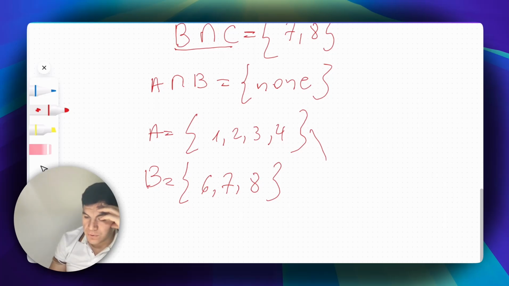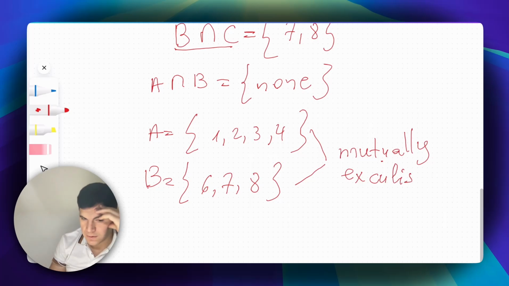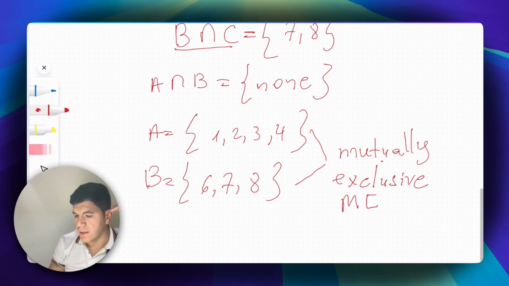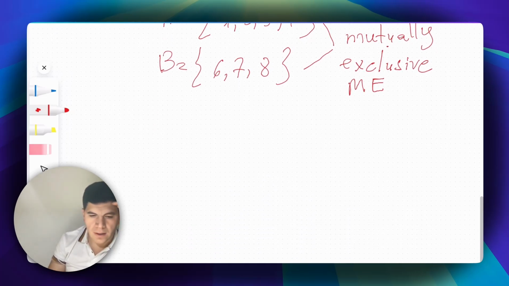That's why what we call in probability, these are mutually exclusive. Oh wait, I made a mistake. So these are the mutually exclusive. So for short, we're going to write it as ME for now.